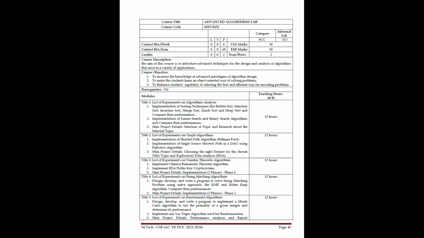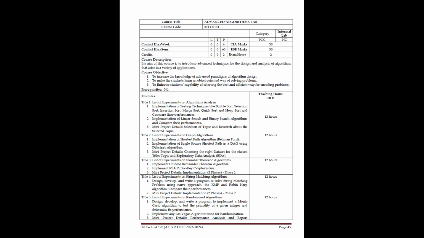And then title 2 deals with list of experiments on graph algorithms, in which you'll be dealing with Bellman-Ford algorithm, Dijkstra algorithm, DAG algorithm. And then title 3 deals with list of experiments on number theoretic algorithms, in which you'll be doing Chinese remainder theorem algorithm and RSA public key crypto system. When it comes to title 4, you will be learning about list of experiments on string matching algorithms, in which you'll be doing string matching problem using naive approach, the KMP, and Rabin-Karp algorithm, alright, and comparing their performance.